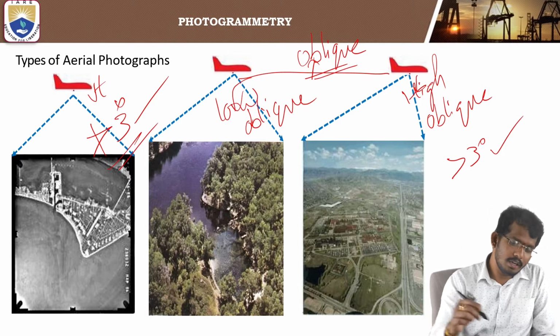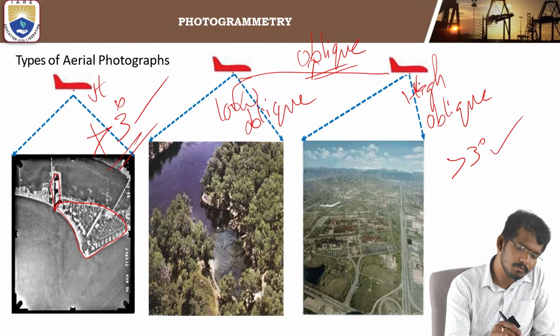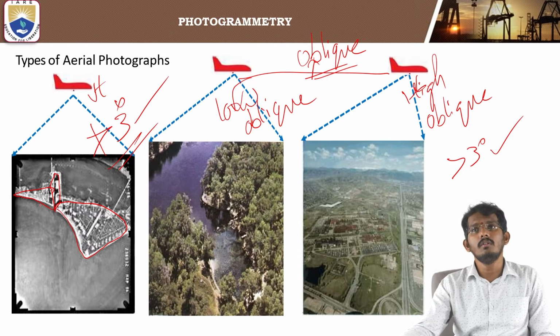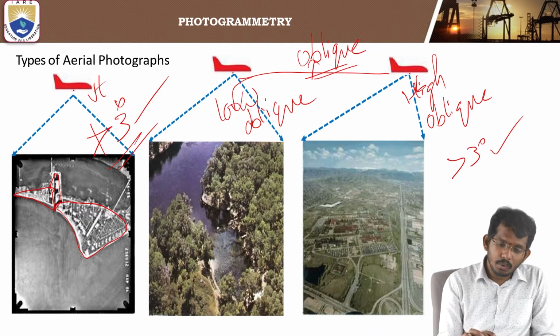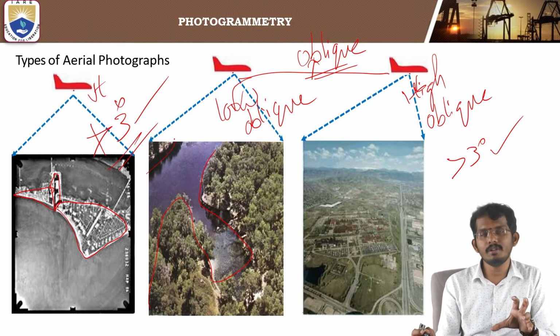In a vertical photograph, you can observe carefully here, you can see only the top view. Whereas in a low oblique photograph, you can see a side view, like we can see some plants here, and again you can see a lake. This is a low oblique photograph.